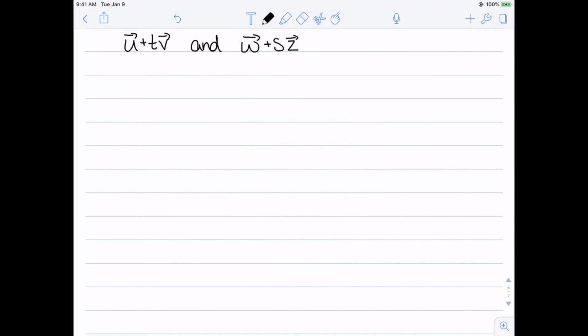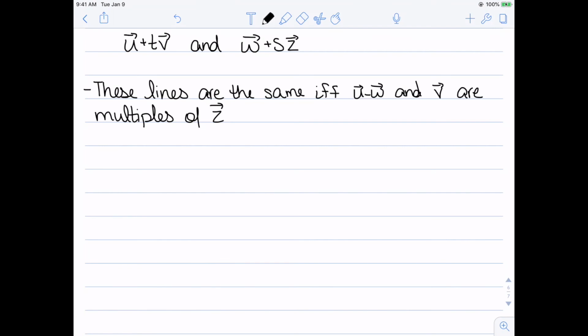Let's consider two generic lines, u plus tv and w plus sv. Whenever we're trying to look if these lines intersect or not, there are a few easy ways to do that. The first way, these lines are the same if and only if u minus w and v are both multiples of our vector z. So if both of those things are true, this is going to be the same two lines.